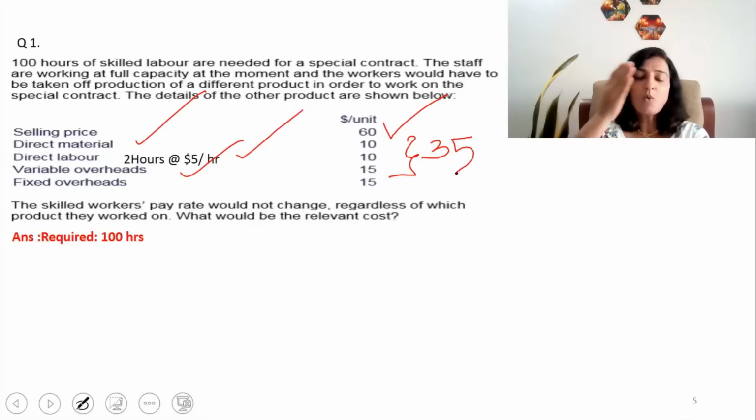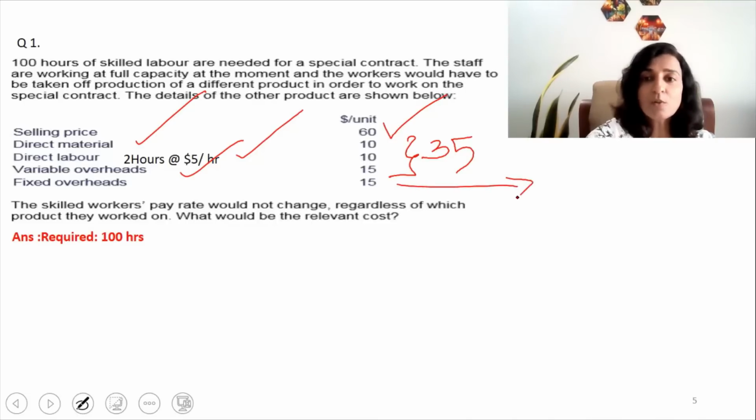Why? Because whatever fixed expenses are incurred now will still be incurred even after your decision. Say factory rent. You're paying factory rent now. You're paying factory rent even after your decision. So there is no incremental cost. We have learned that the basic feature of relevant cost is it should be incremental. So as far as fixed costs are concerned, it is not incremental. It is the same, whatever our decision is. That is why we are ignoring fixed cost altogether and we consider only the lost contribution. So fixed overheads is not relevant.